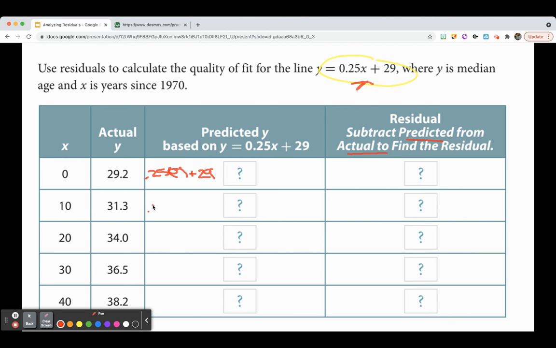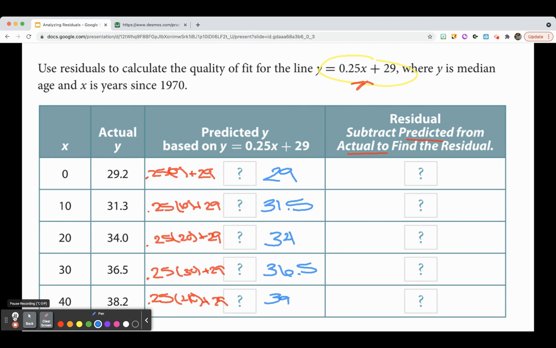Okay, so the next one is 0.25. We're going to multiply that by 10, and then we're going to add 29. And then we're going to do 0.25 multiplied by 20, and then add 29. Okay, so I'm going to pause my recording so I can calculate these, and then I'm going to hit play whenever we're ready. Okay, so in this, I was able to calculate.